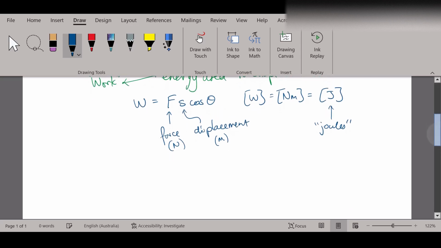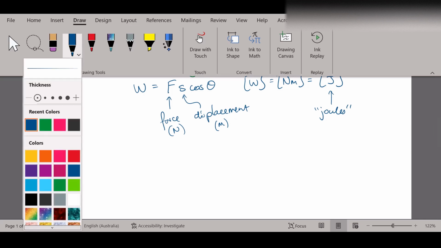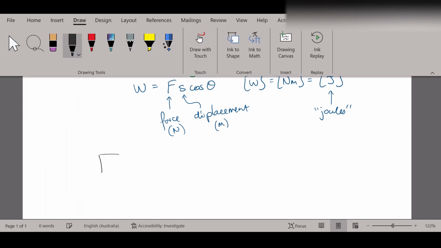So let's have a look at a really simple scenario. We have a block here, and I'm exerting 20 newtons of force, and it covers a distance of, say, 15 meters. Let's assume this is 20.0 for the sig fig people waiting.